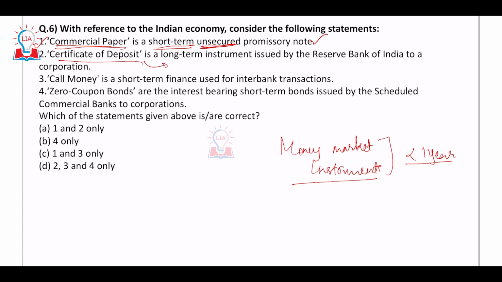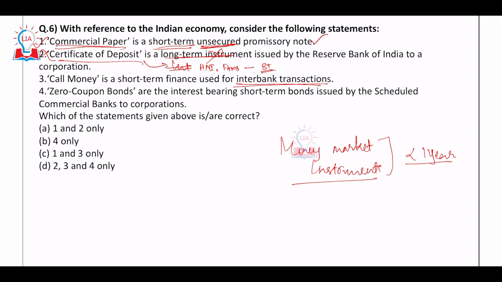Certificates of deposits, these are issued by banks. These are the deposits made by some entity, maybe high net worth individuals, or for that matter any other firms. They can make a deposit in the banks, and they can get a certificate of deposit from the bank. That is for short term only, less than 1 year. So this is used by banks to raise the money for short term. So it is clearly saying it is a long term instrument. Absolutely wrong.